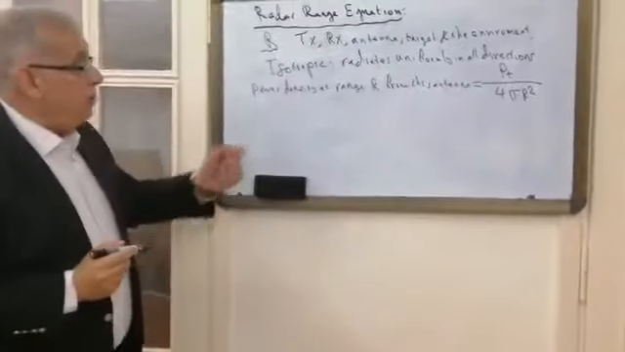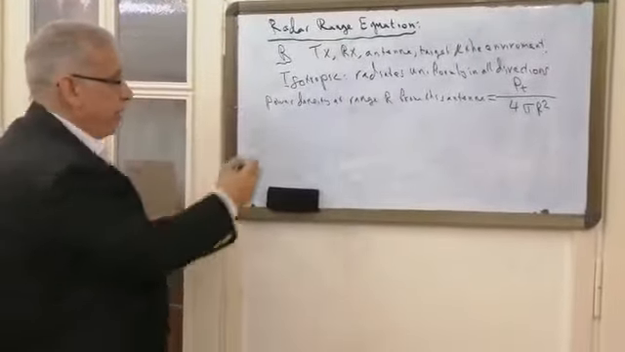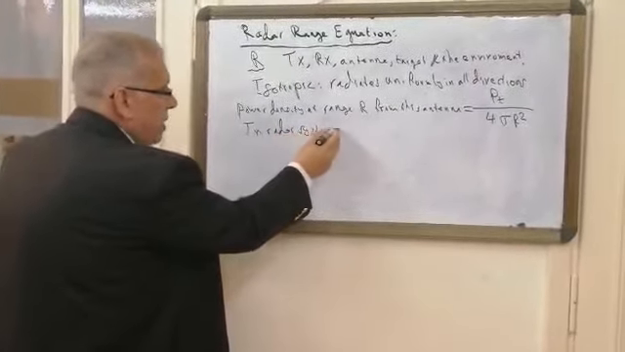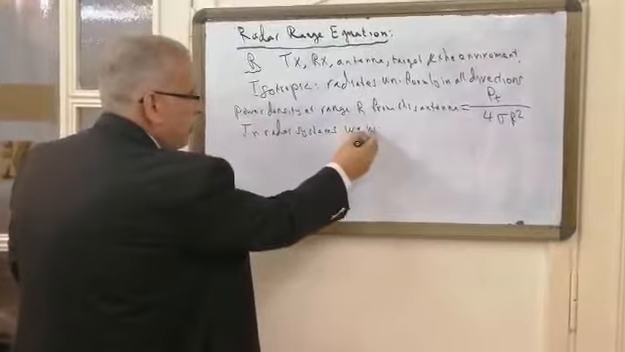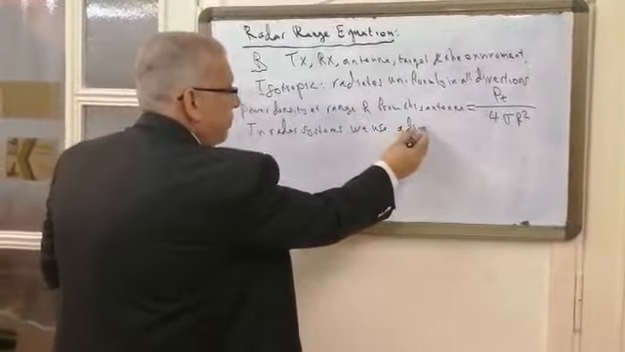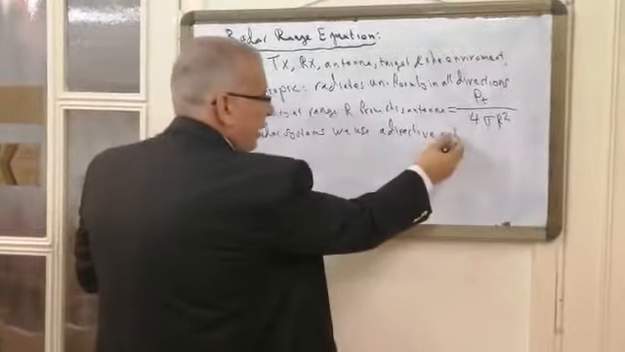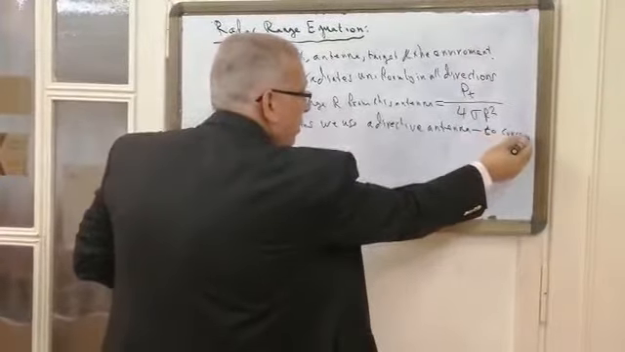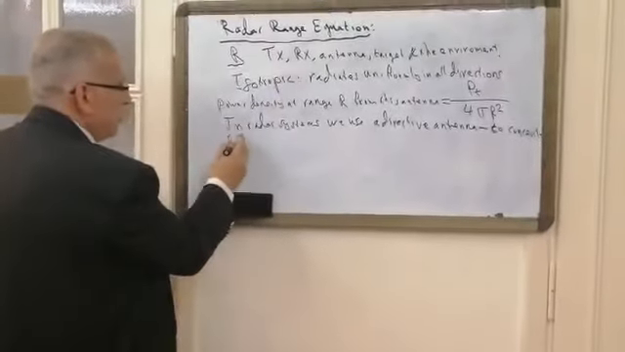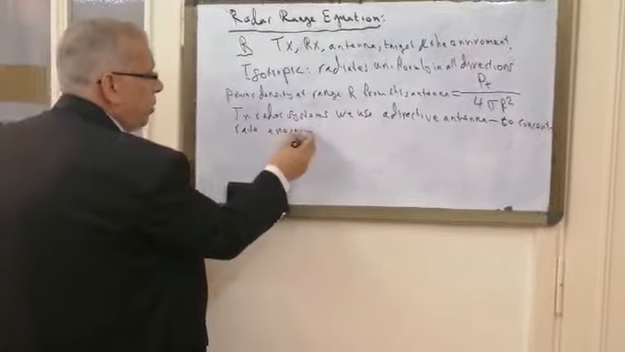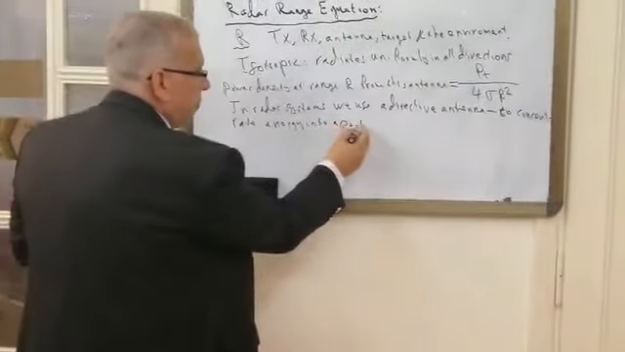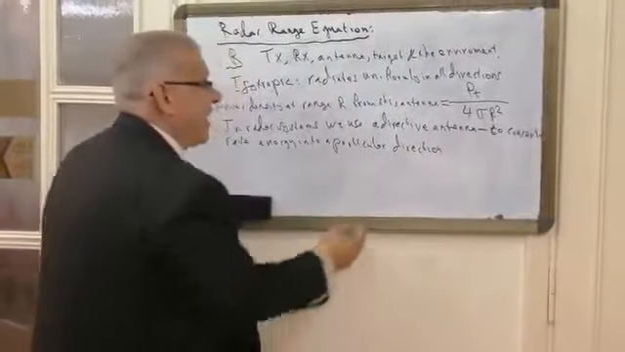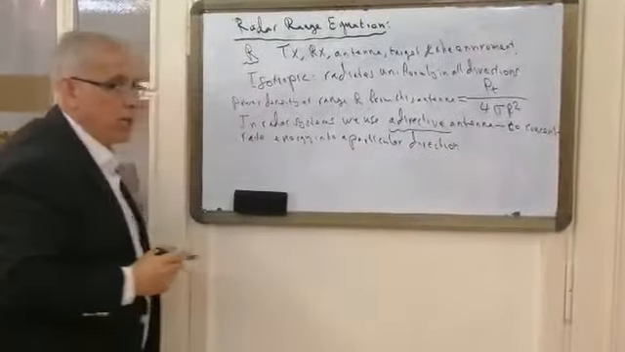But in radar, we don't employ an isotropic antenna. In radar system applications, we use a directive antenna to concentrate energy into a particular direction. So in our radar systems we employ a directive antenna, not an omnidirectional or isotropic antenna.